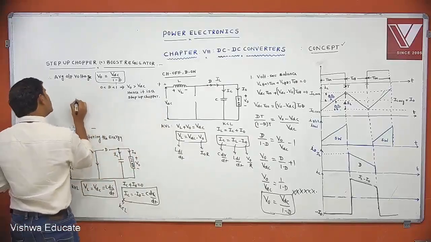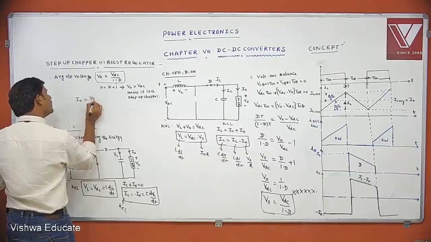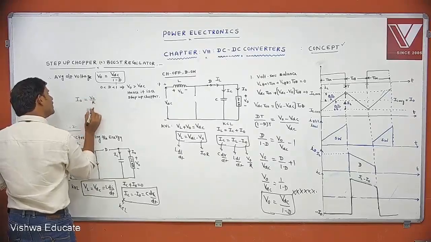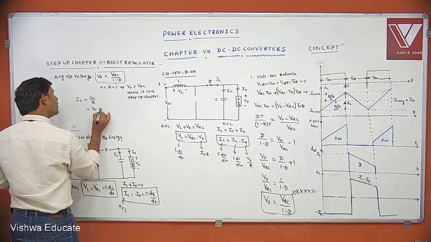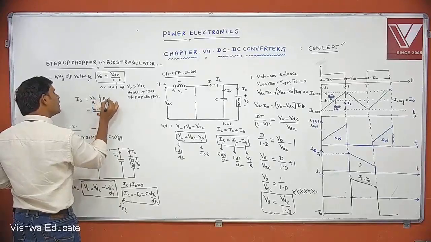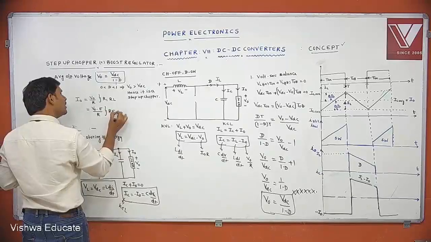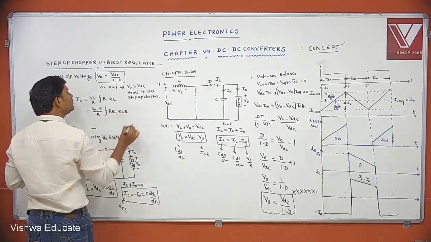Then what is the average load current? You can write I naught equal to V naught by R. This I naught equal to V naught minus E by R. This is for R, RL load. This is for RE, RLE load.